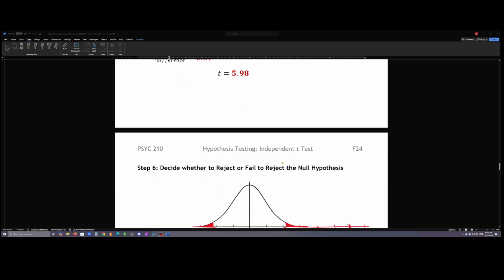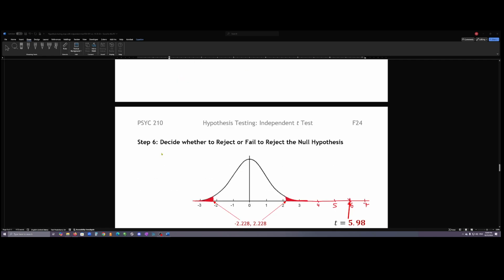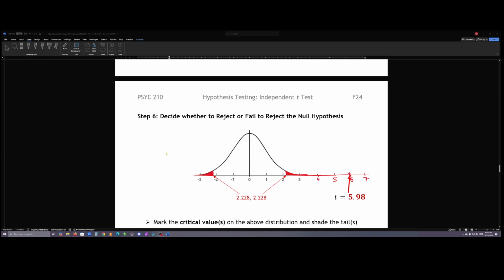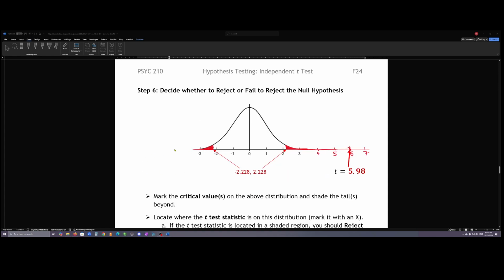Now, is it significant? Step number 6 in order to decide whether or not to reject or fail to reject the null. Well, I've put in here the cutoffs and shaded in the regions in the tail that would indicate the reject the null area. And then I had to extend the axis a bit because our t-test statistic was almost 6. So I've marked on here at almost the value of 6, the 5.98.